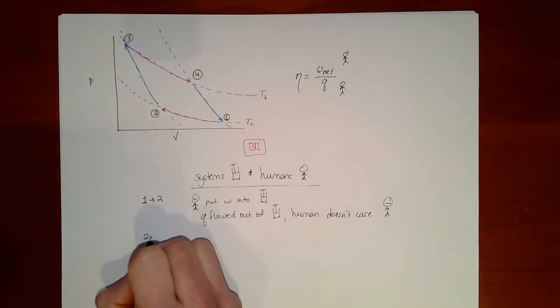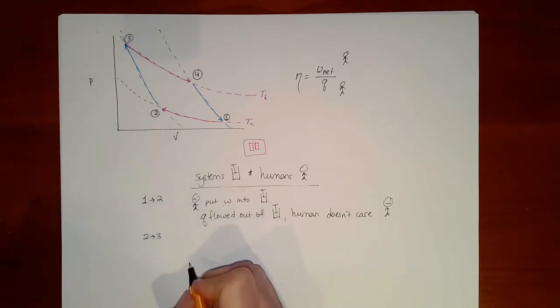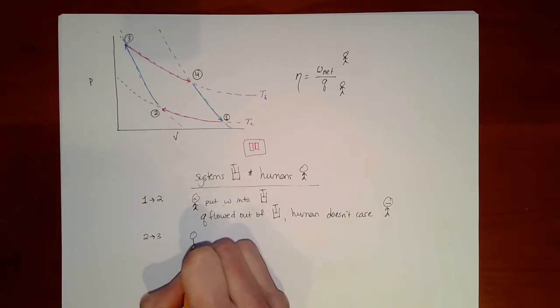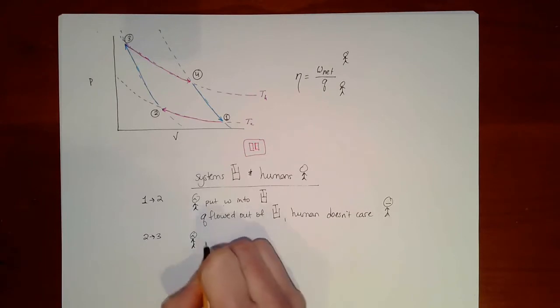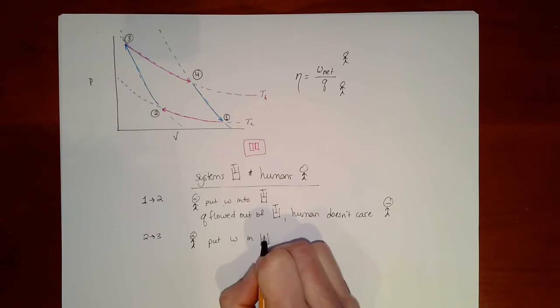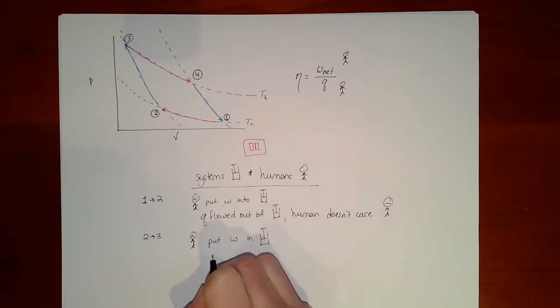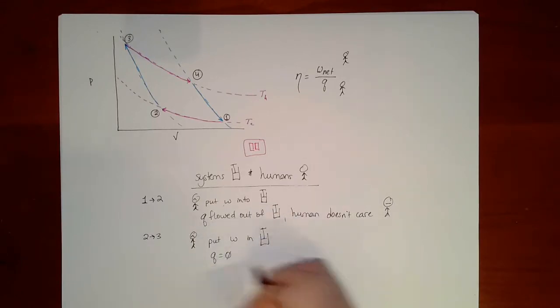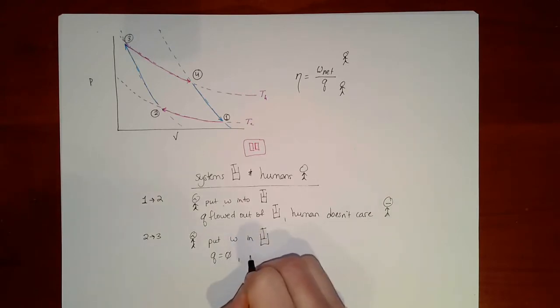For 2 to 3, the adiabatic compression, the human again has to put work into the system. And there was no heat flow. So again, the human probably does not very much care.